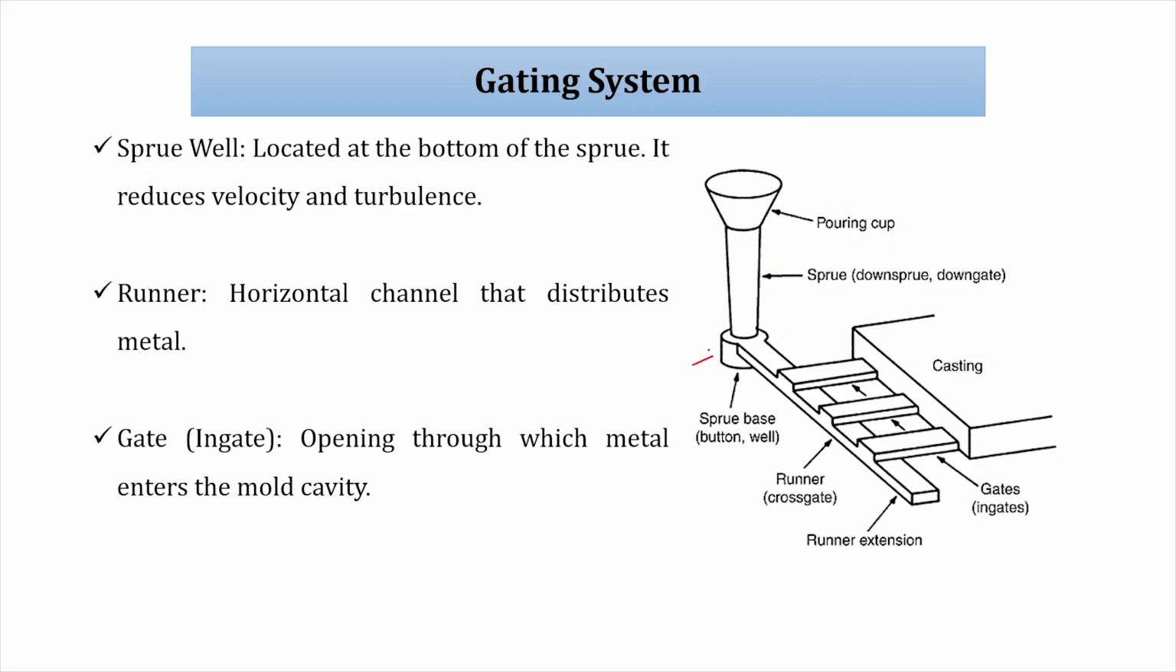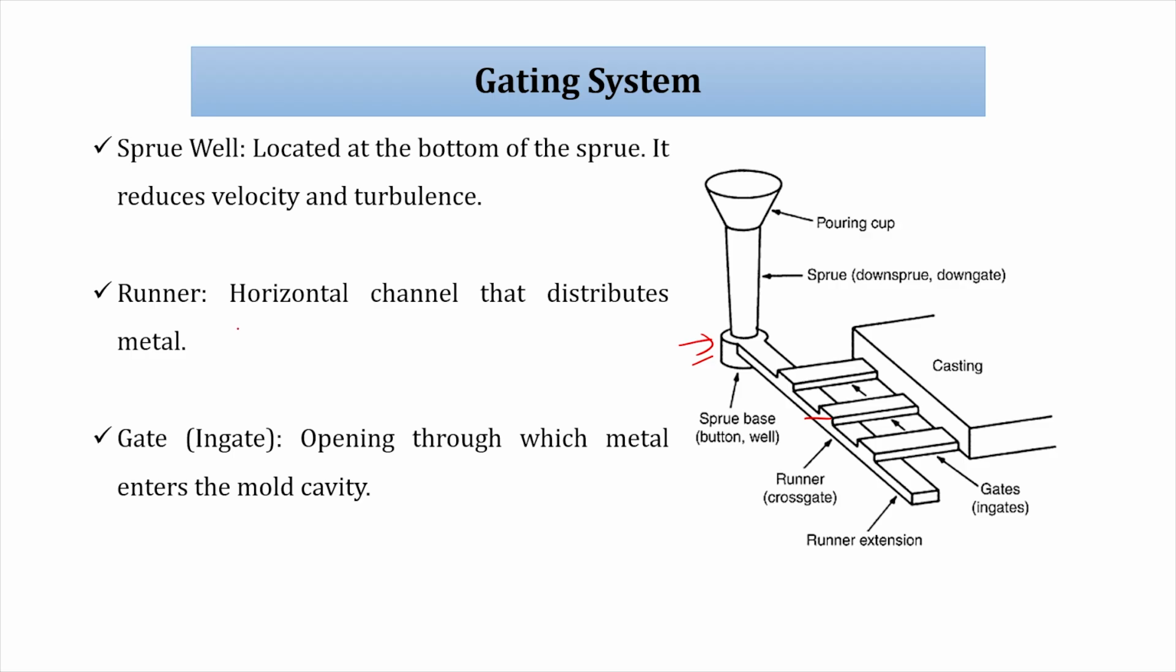A sprue well or sprue base located at the bottom of the sprue reduces velocity and turbulence. It reduces the very high velocity, so turbulence can be avoided. In this flow phenomenon, we try to avoid turbulent flow. Otherwise, it will be very difficult to get a sound casting. Next is the runner. Runner is a horizontal channel that distributes liquid metal into the casting, and the last part is called the gate or ingate, that is the last opening path where molten metal actually enters the cavity.